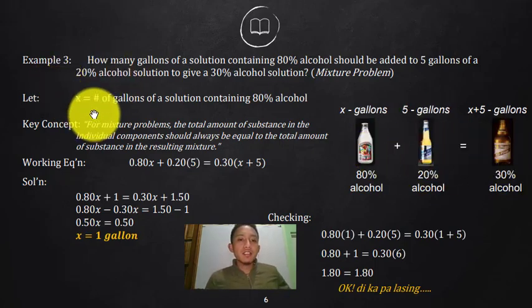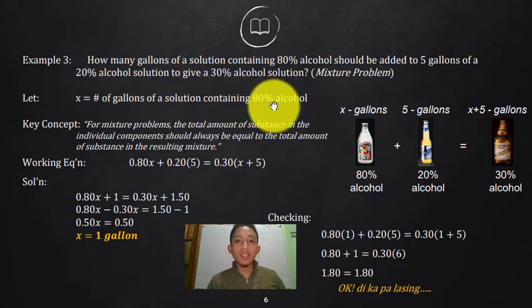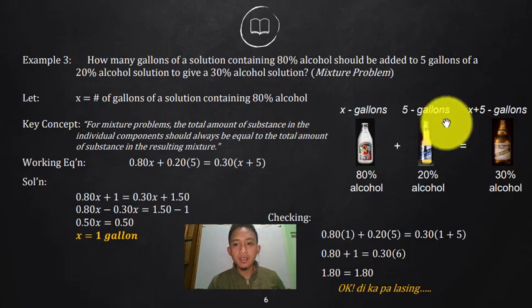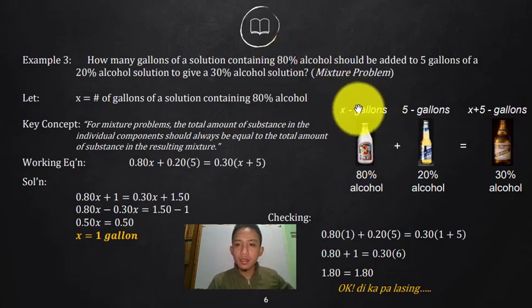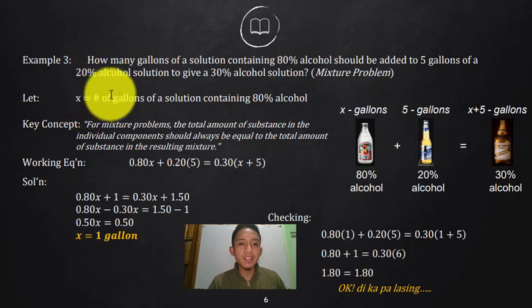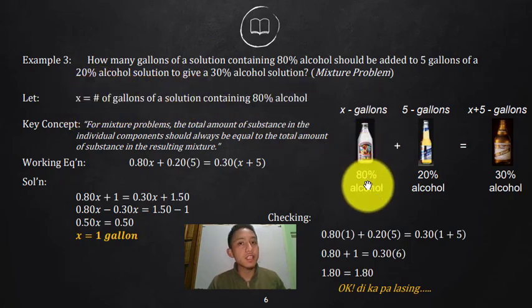So again, let's assume what is the unknown: the number of gallons of solution containing 80% alcohol. Let's say, for example, this is the solution of 80% alcohol. The question there is volume. How many, or what is the amount of that in gallons? Since we do not know, let's say that is X, the number of gallons of that 80% alcohol. So that alcohol is 80%.